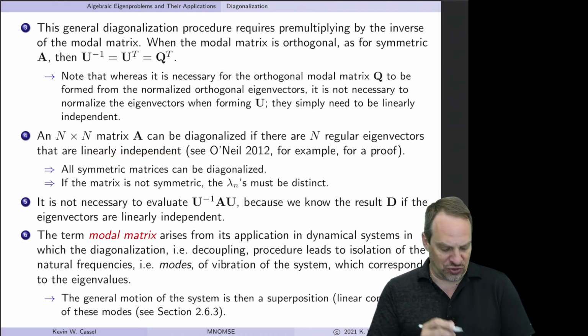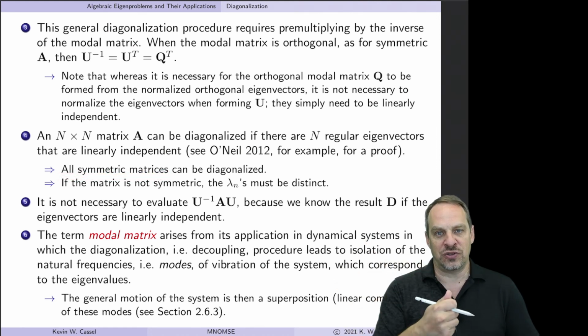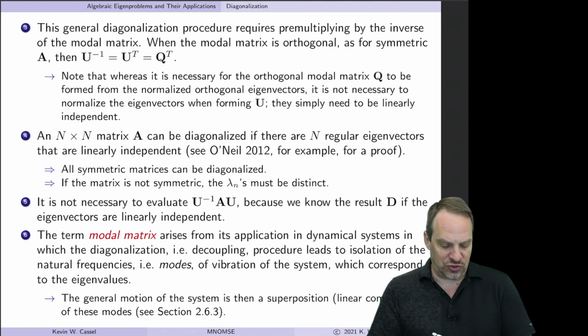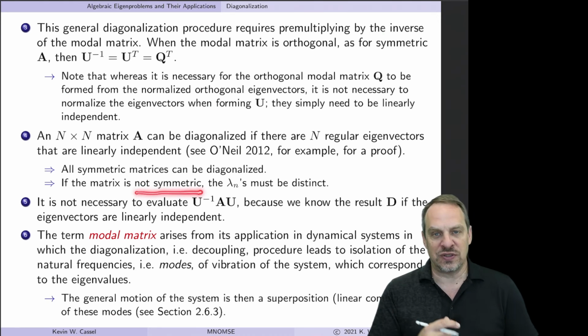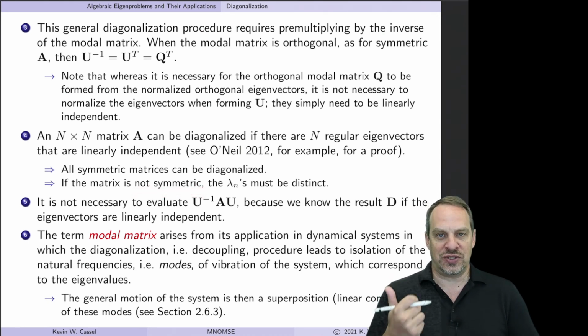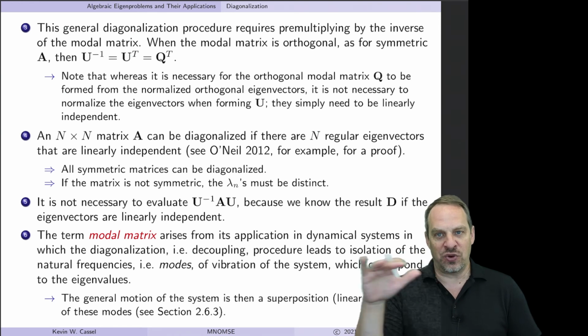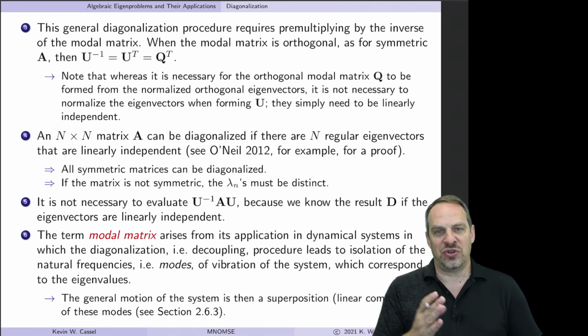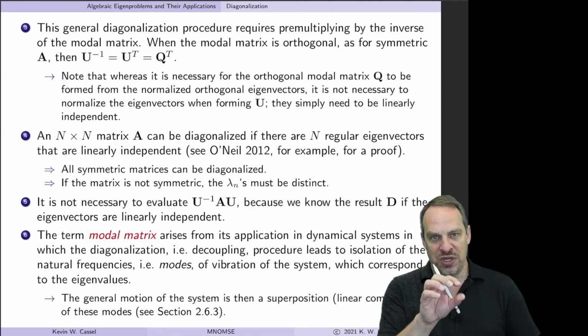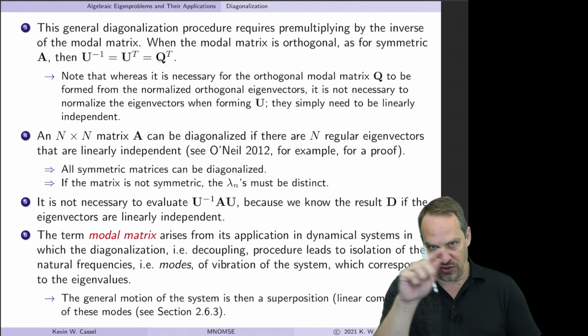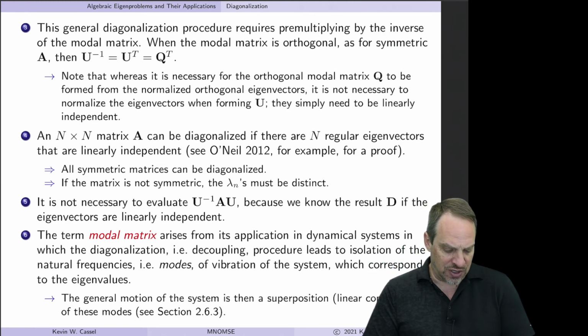So this is true for all symmetric matrices, whether distinct eigenvalues or repeated eigenvalues, and it's true for non-symmetric matrices as long as the eigenvalues are distinct. So again, this leaves that fourth case, non-symmetric with repeated eigenvalues, that we need to treat separately. But in 3 out of the 4 cases, this holds. U inverse times A times U does the diagonalization.